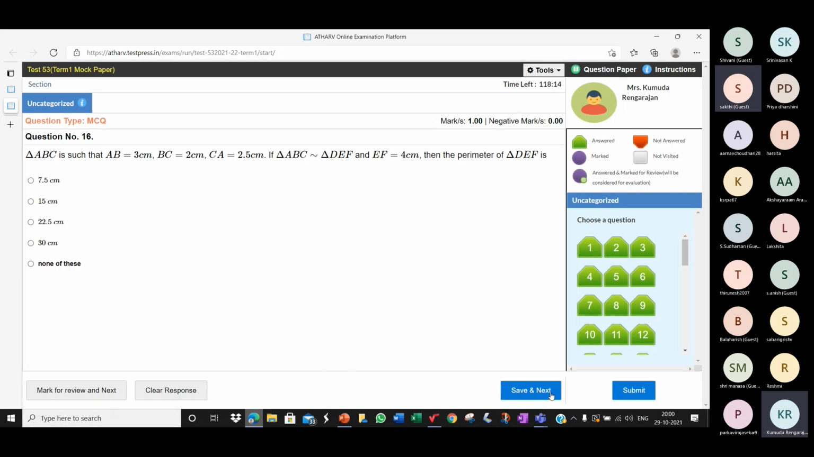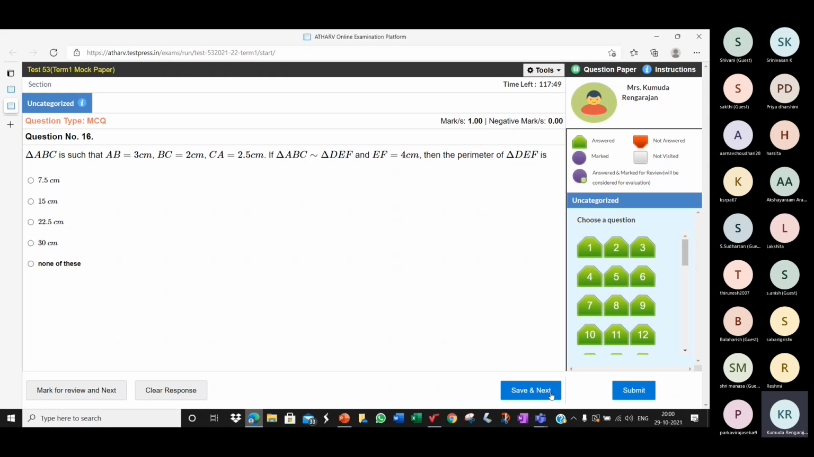Yeah, not square. Square is for area. Perimeter ratio is the same as the ratio of the corresponding sides. So perimeter of triangle ABC by perimeter of triangle DEF is equal to how much? The ratio of the sides, ma'am. Yeah, so 2 by 4, BC by EF. BC and EF are the corresponding sides. So BC by EF is 1 by 2.